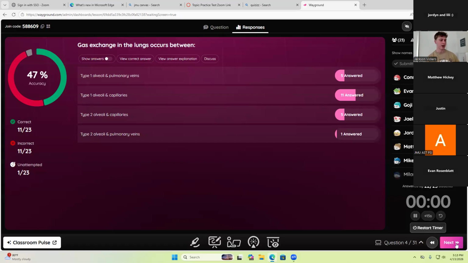Good. And then the other answer is capillaries, not pulmonary veins. Although those are the things that take oxygenated blood back to the heart to be pumped out to the rest of the body, they're too big. Veins are too big for simple gas diffusion. We need capillaries.